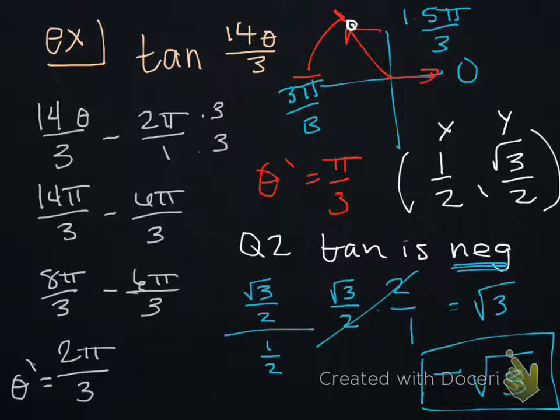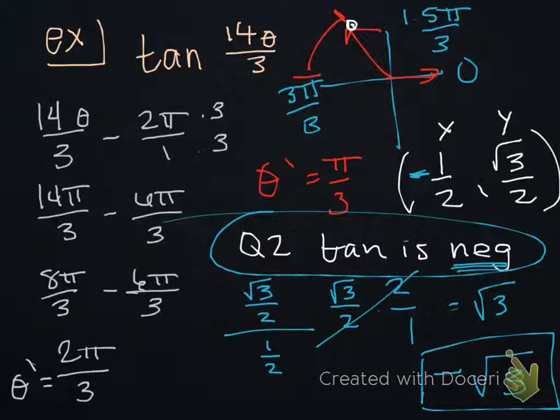And another way you could have gone about this is, as soon as you saw your angle was in quadrant 2, you could have gone to the coordinate and said, well, I know x's are negative in quadrant 2 and y's are positive. And then you would not have to worry about that last step that I talked about.